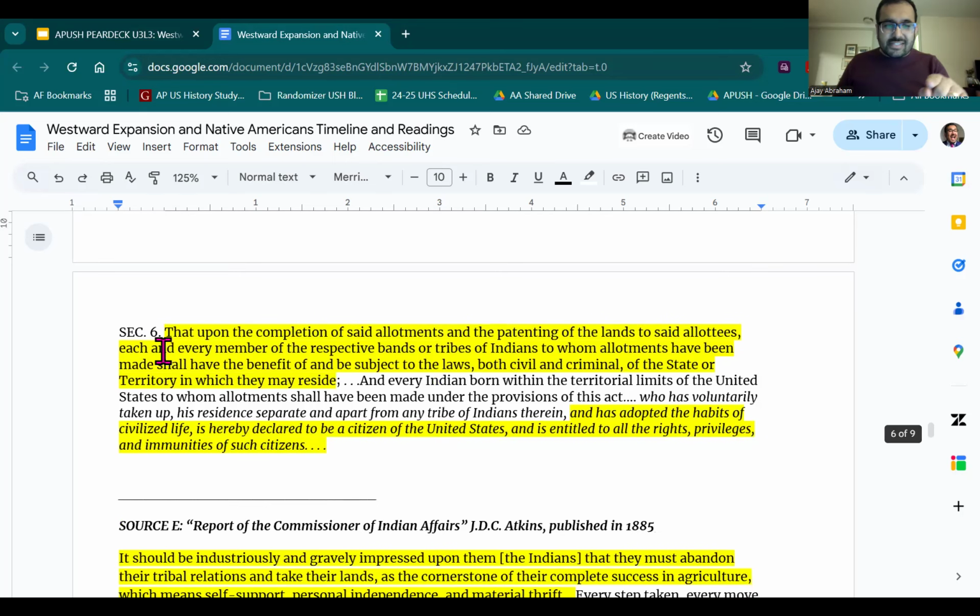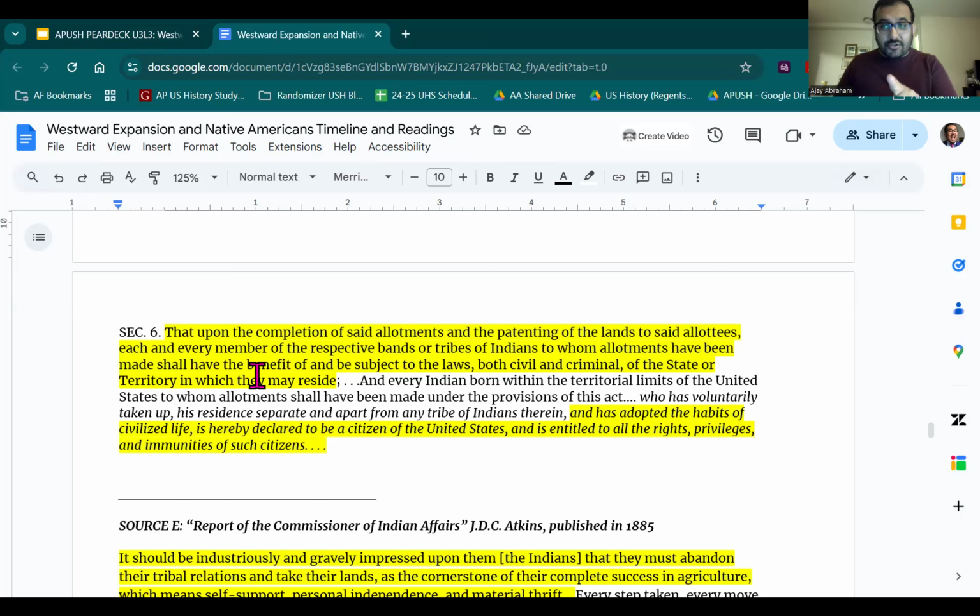The other thing to notice in this last section of the Dawes Act, okay, after you've signed up, and you're pretty much forced to sign up. After you sign up, well, then it says every member of the respective bands or tribes of Indians to whom allotments have been made. So they've done all they need to, they've signed up for the allotment. They're subject to the laws, both civil and criminal, of the state or territory in which they may reside.